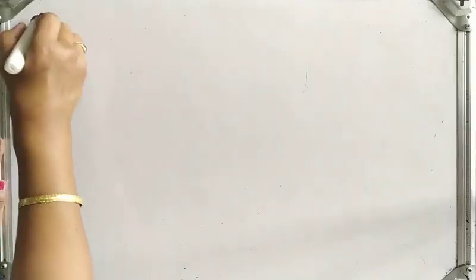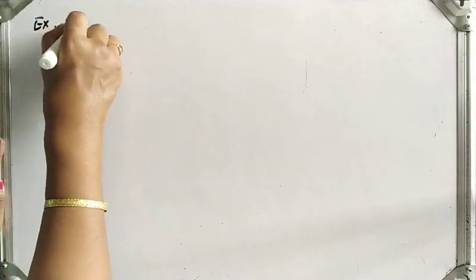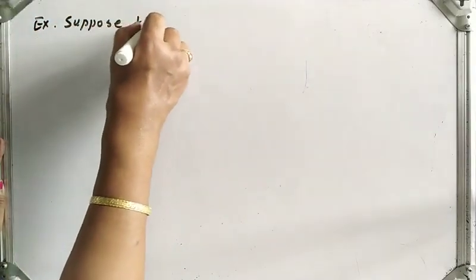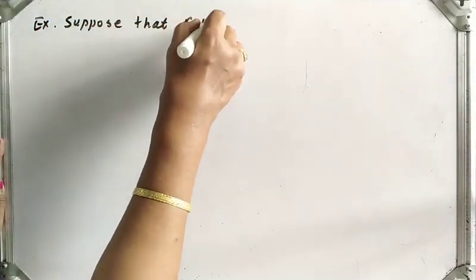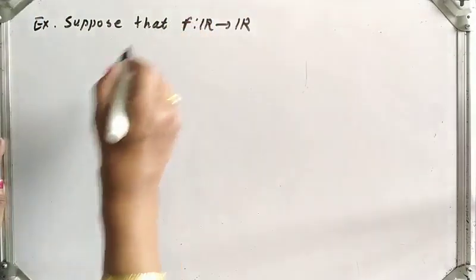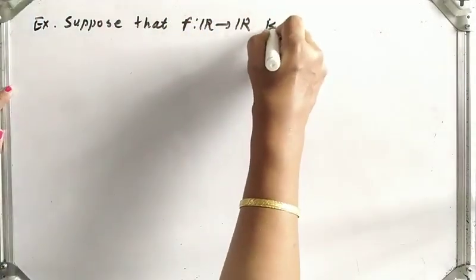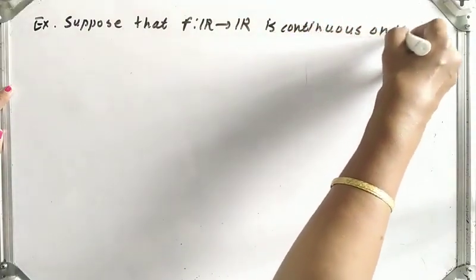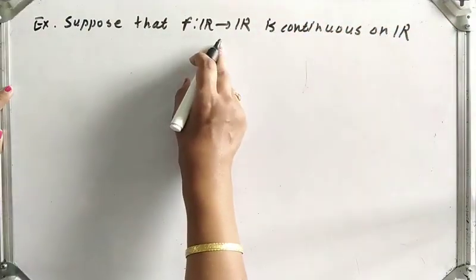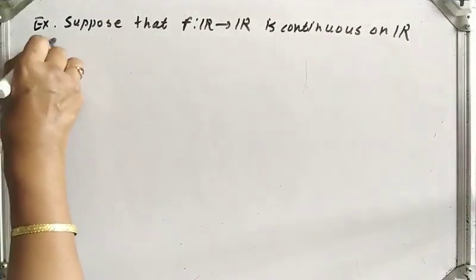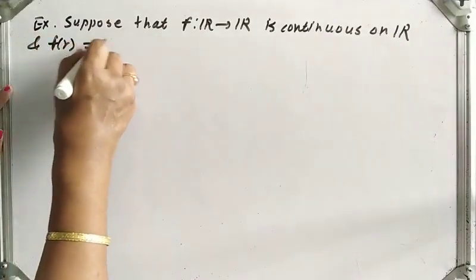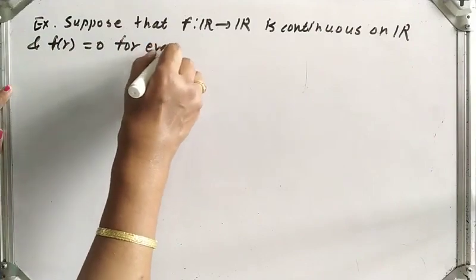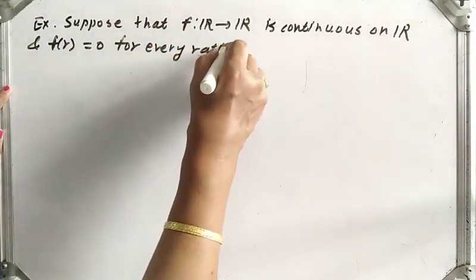Next example. Suppose that f from R to R, f is a function from R to R, is continuous on R. Suppose that this function f is continuous on R and f of r is equal to 0 for every rational number r.